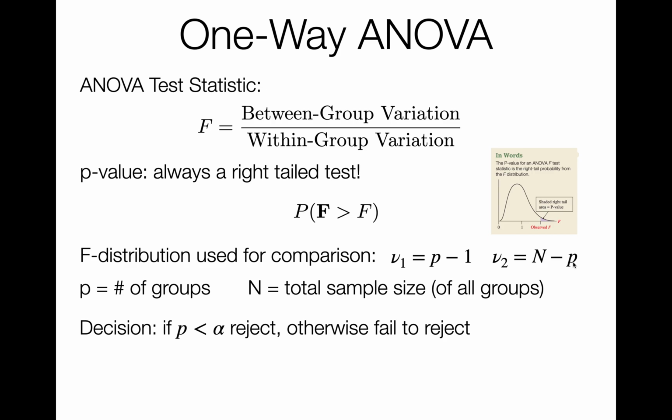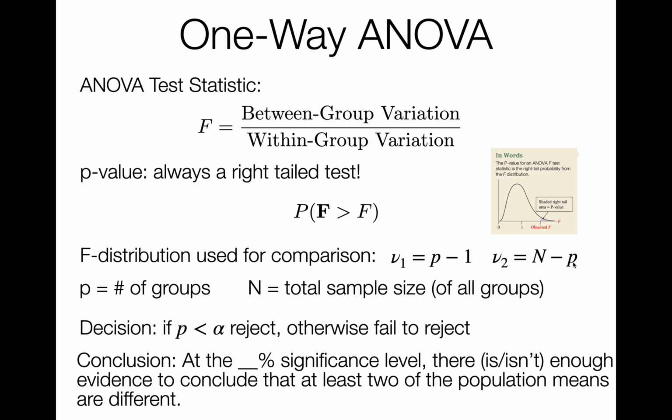Again, we make a decision in the same way as we did before. If the p-value is less than alpha, we reject the null hypothesis. Otherwise, we fail to reject the null hypothesis. And the conclusion is sort of unique to this test. The conclusion should look like this every single time. The only things that change are the is/isn't, enough evidence, and the significance level at which you do the test. At the blank percent significance level, there either is or isn't enough evidence to conclude that at least two of the population means are different. You should write it exactly like that every time.